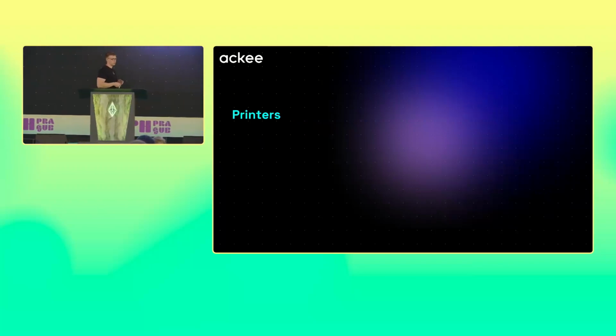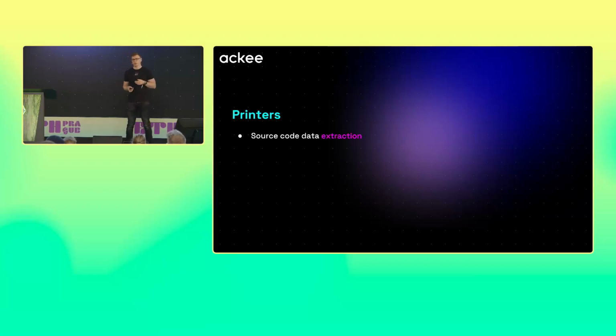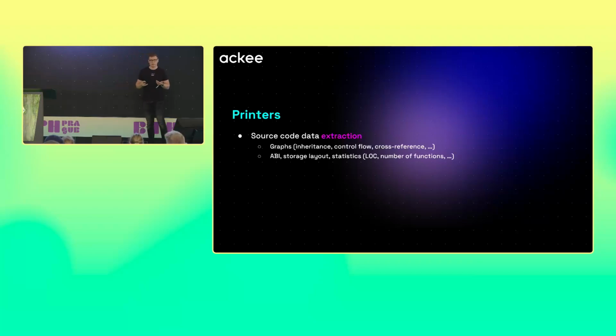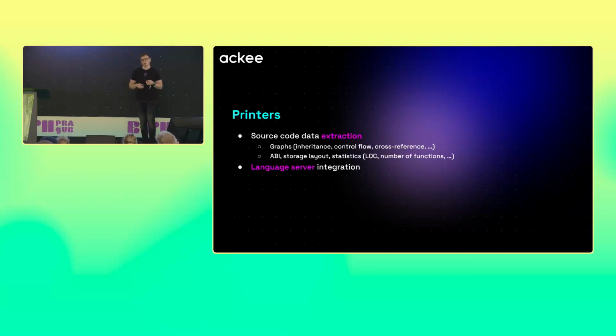Okay. Now let's talk about printers. So printers are used for data extraction. They extract some information from the source code. It can be, for example, graphs. So it can be an inheritance graph, like a graph of inheritance of contracts. It can also be, for example, a cross-reference graph showing how contracts interact with each other. But it can also be something like an API, storage layout, or some statistics like lines of code or, for example, number of functions. There's also integration for language server. I think this will be best described with an example, so I'm going to skip it for now.